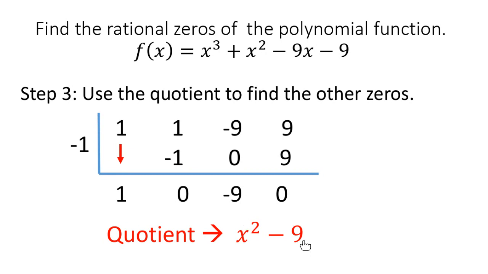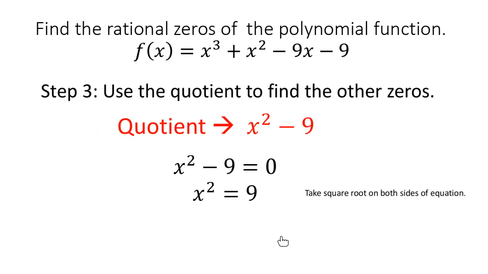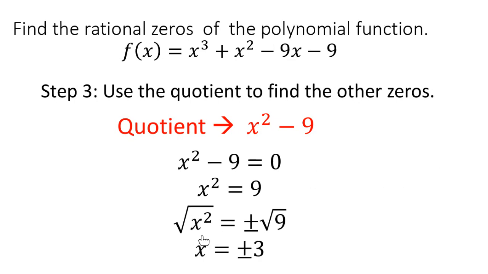Notice that this is quadratic, so now we have options. We can use the square root property, we can try to factor it, or we can use the quadratic formula. Let's go ahead and add 9 on both sides, so we get x squared equals 9. We can take the square root on both sides, so the square root and the x squared cancel. So we get x equals plus or minus 3.